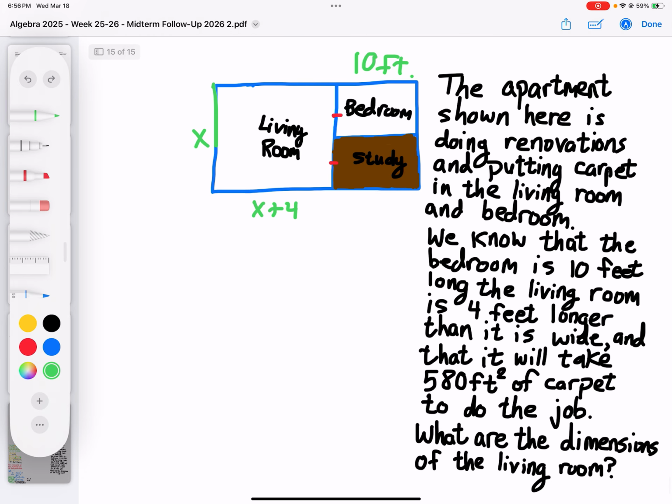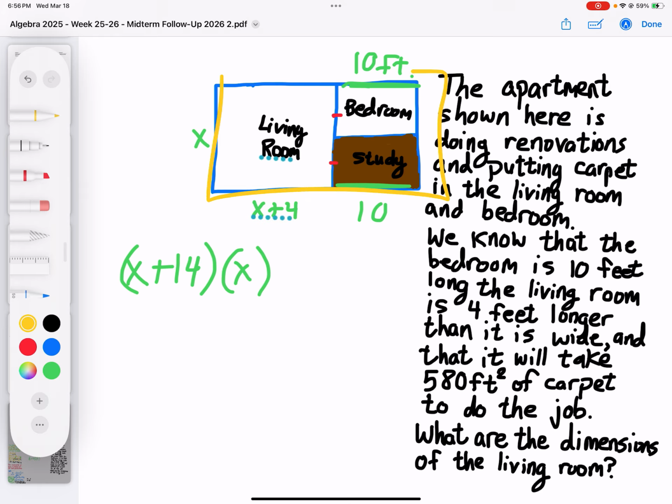Okay, another way we could approach this. We could consider the entire space of the apartment. If this is 10, this is 10. So the entire space in the apartment is length times width, aka x plus 4 plus 10, so the length is x plus 14, times the width, which is x. And so that is the space in the entire apartment.